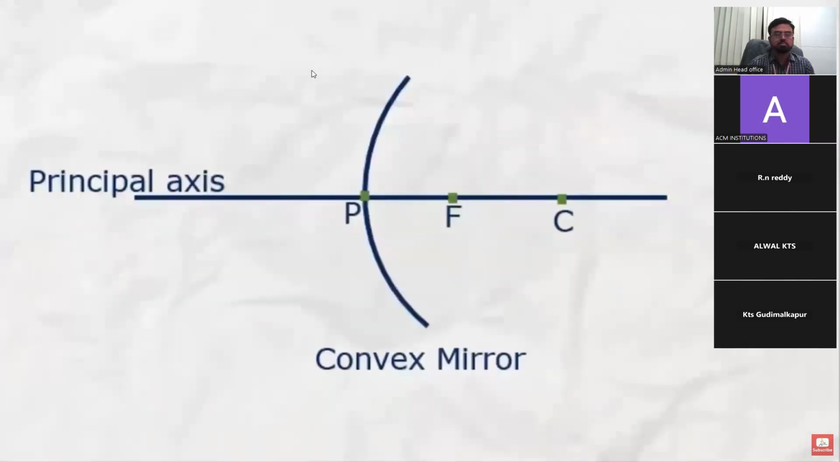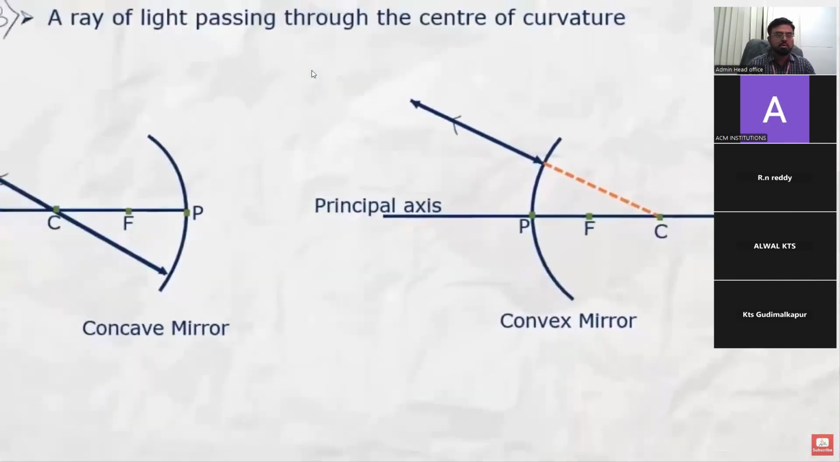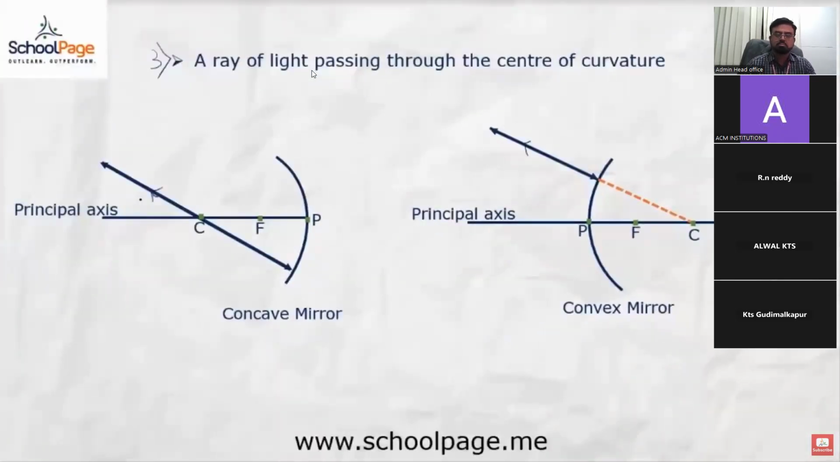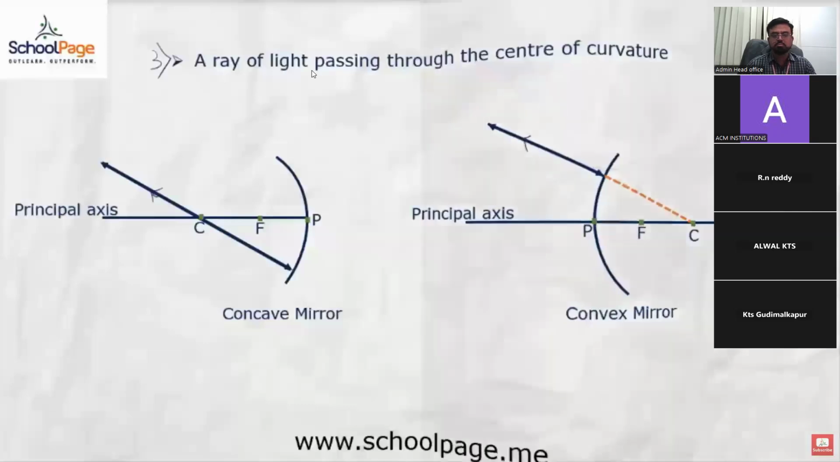In case of convex mirror, when a ray of light is directed in the direction of center of curvature, so this is a ray of light which is directed in the direction of center of curvature, after reflection it is reflected back along the same path. Can you see here? Traces back. Also got reflected in the same path. The third rule is very simple, which says that whenever a ray of light is passing through the center of curvature or directed towards the center of curvature, the reflected ray is traced back along the same path.